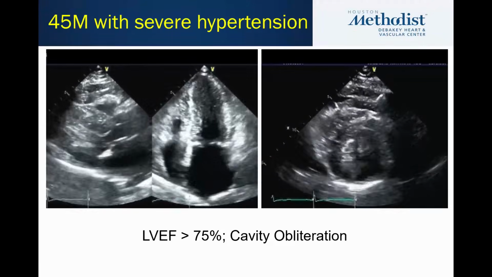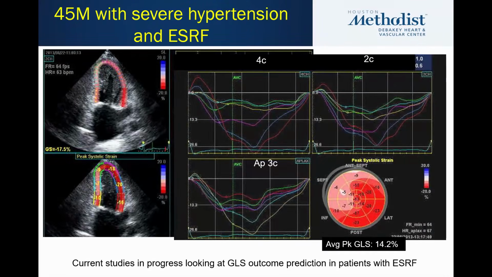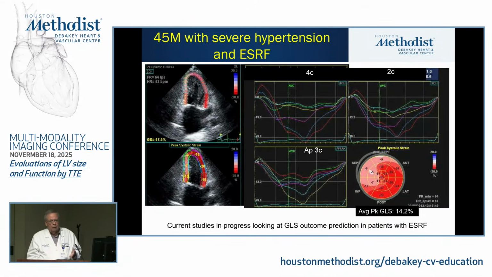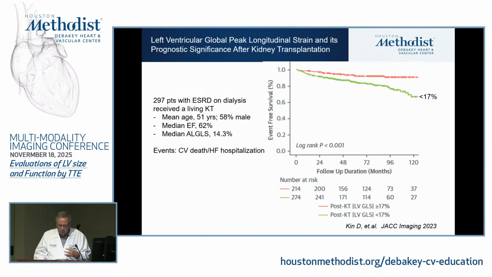These are the classic patients that come in like this. But yet, despite an EF of 90% or whatever, the average peak GLS is 14.2%. And there's some regional values that are worse than others. Okay, you can see the curves here, very interesting. So it's a nice example of supernormal EF with a reduced global longitudinal shortening.